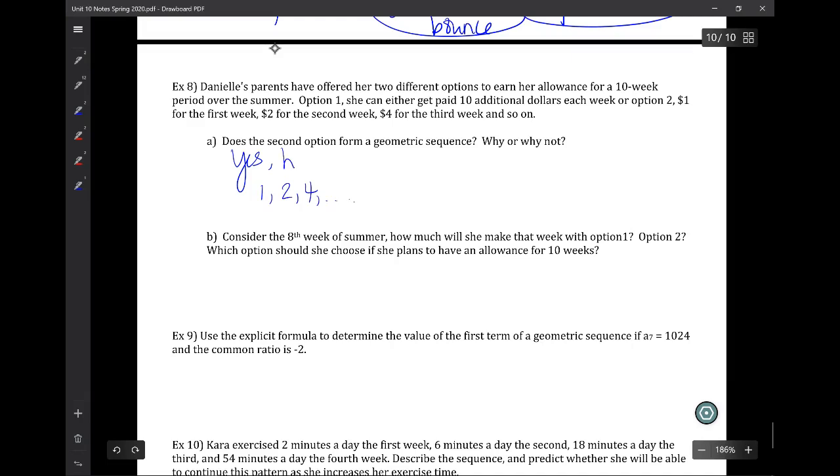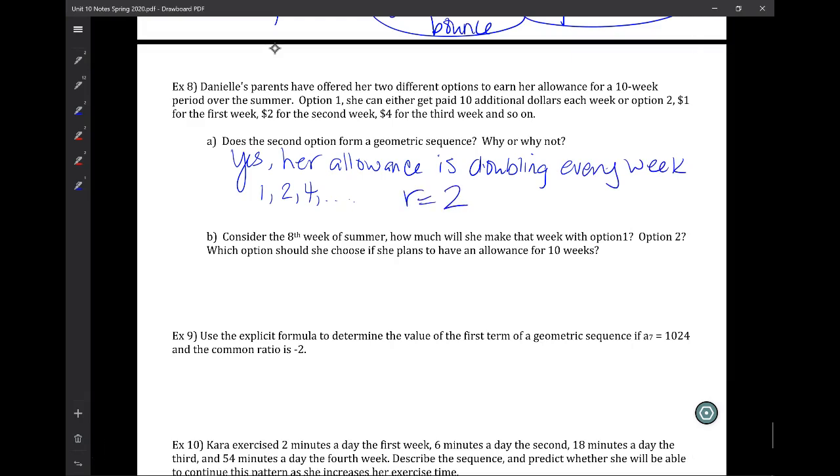So her allowance is doubling every week. So that means her common ratio is 2. So it is multiplying by 2. So yes. Part B says, consider the 8th week of summer. How much will she make in option 1 versus option 2?